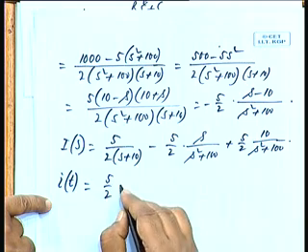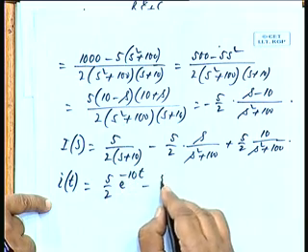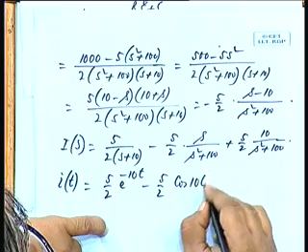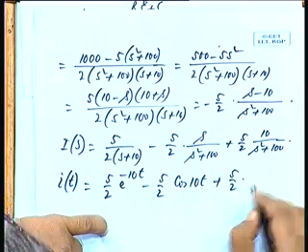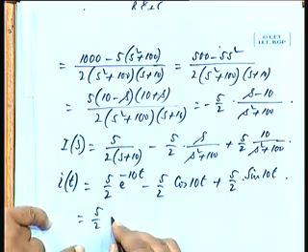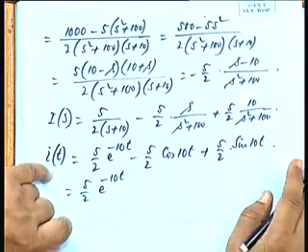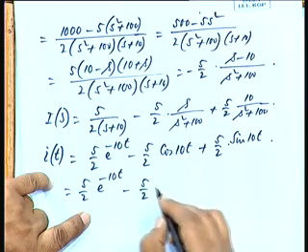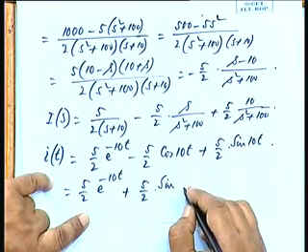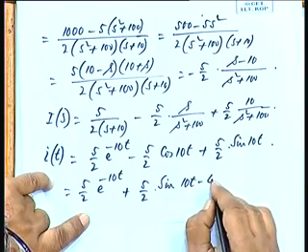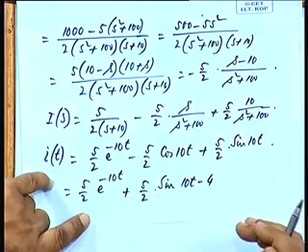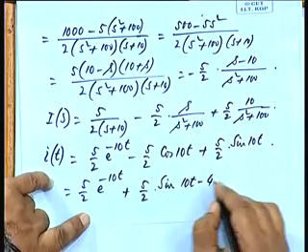It is 5 by 2 e to the power minus 10 t, minus 5 by 2 times the inverse of S by S squared plus 100, which will be cosine 10 t, plus 5 by 2 times sine of 10 t. So, 5 by 2 e to the power minus 10 t, minus 5 by 2 cosine 10 t, plus sine 10 t. Cosine 10 t and sine 10 t both have the amplitude 5 by 2, so it will be 45 degrees, one is plus, the other one is minus.